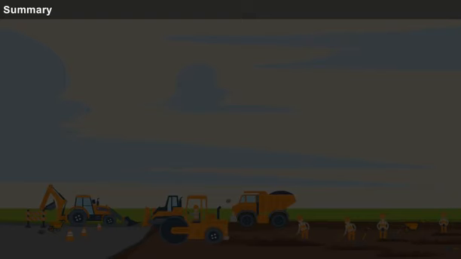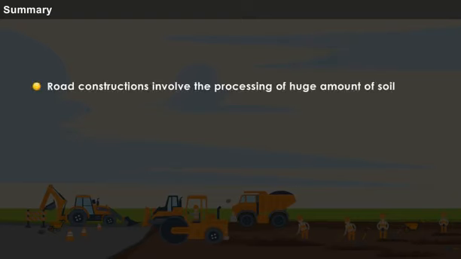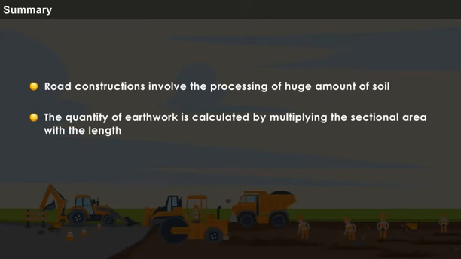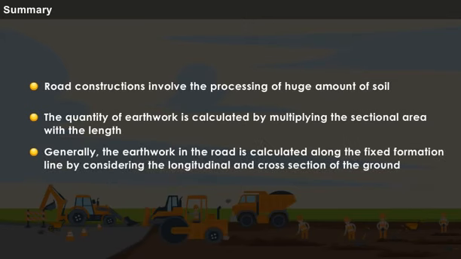Summary. Let us summarize what we have learned so far. Road constructions involve the processing of huge amount of soil. The quantity of earthwork is calculated by multiplying the sectional area with the length. Generally, the earthwork in the road is calculated along the fixed formation line by considering the longitudinal and cross-section of the ground.